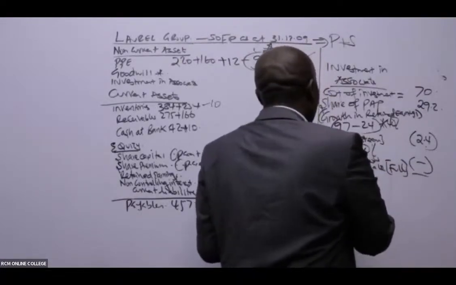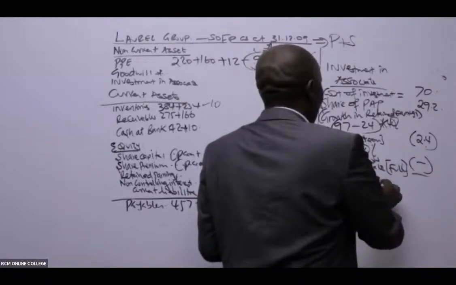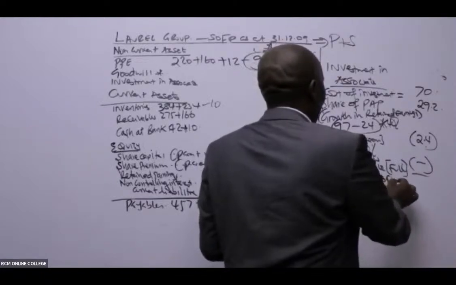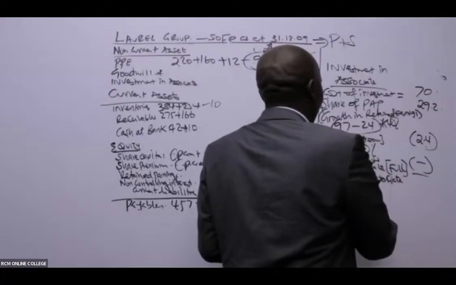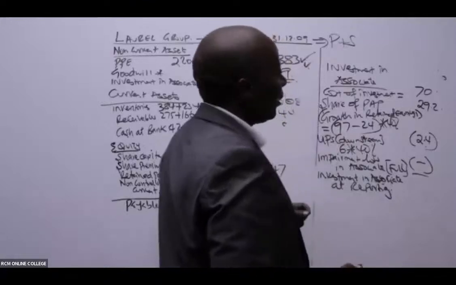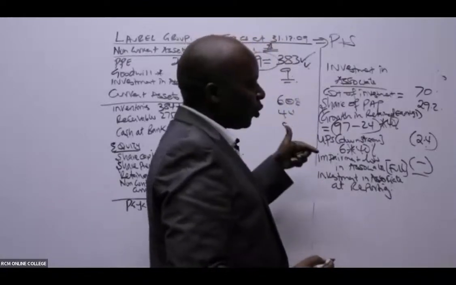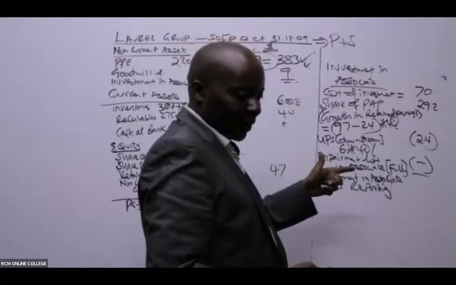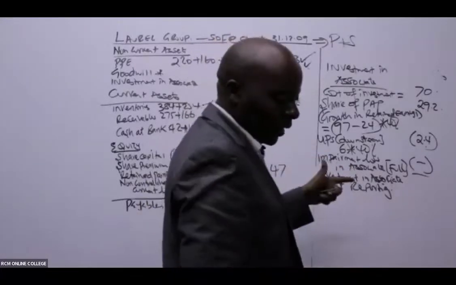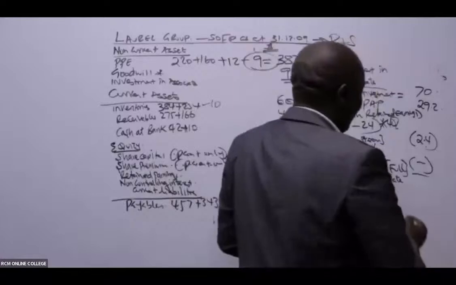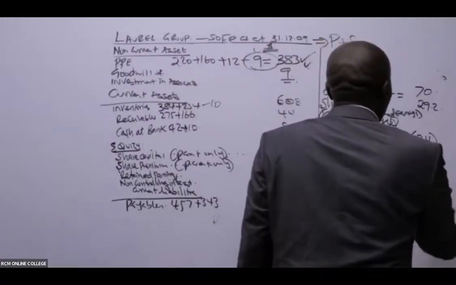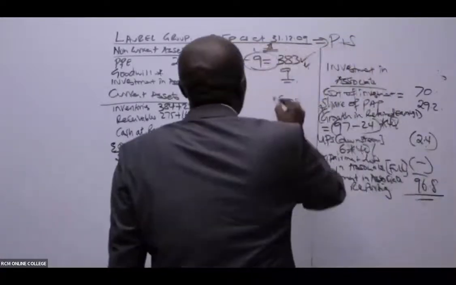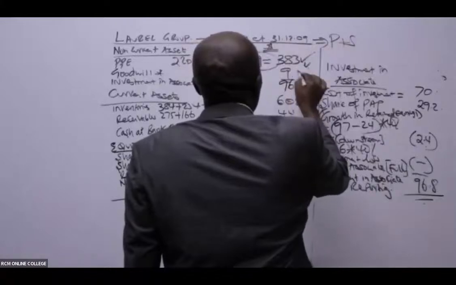So please give me the investment in associate at reporting. Take 70 plus 29.2 minus 2.4, minus 0. They're giving me a figure of 96.8. So this is what you bring here. Investment in associate, 96.8, is what you bring there.